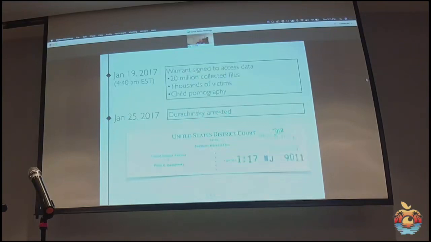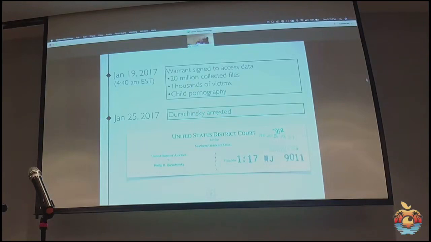So just a few hours later, in the wee hours of the morning on January 19th, the FBI got a warrant to access the data that was on those drives in that computer. And when they began investigating, they found over 20 million files collected from thousands of victims. Among the data that was found were a number of child pornography files, which is highly disturbing.